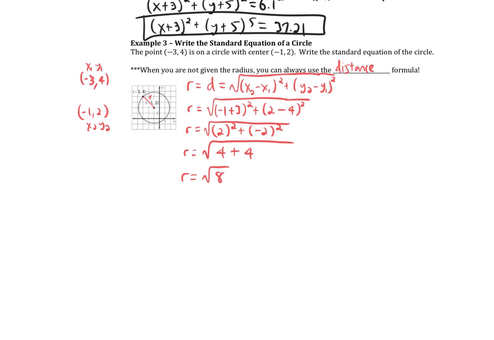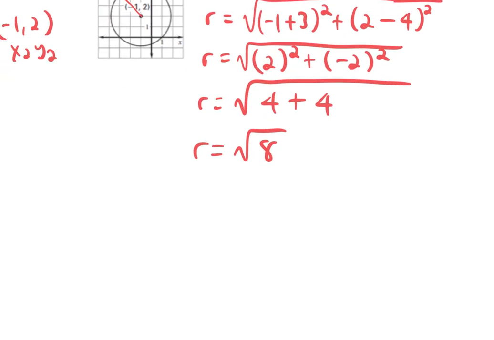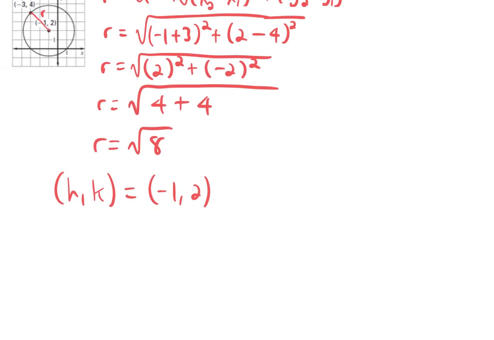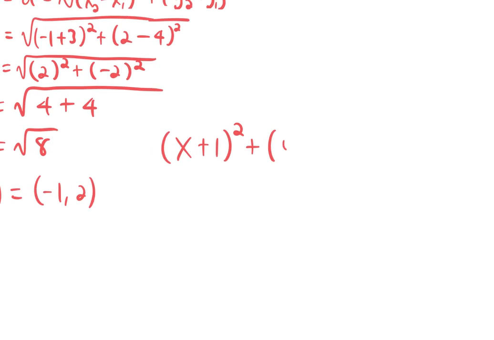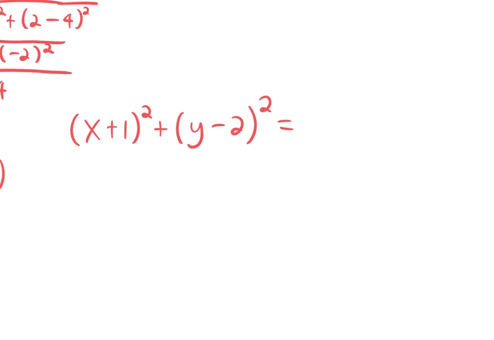So we know r is square root of 8, and we know our h and k, the center they told us for this one, was negative 1, 2. Okay, so now we can write our equation with this information here. We're going to have in parentheses x minus h, which is negative 1, so plus 1 squared, plus y minus k, which is 2, so minus 2 squared, equals, and then our radius is square root of 8 squared, and that's a little bit tricky here, but you'll see in a second.